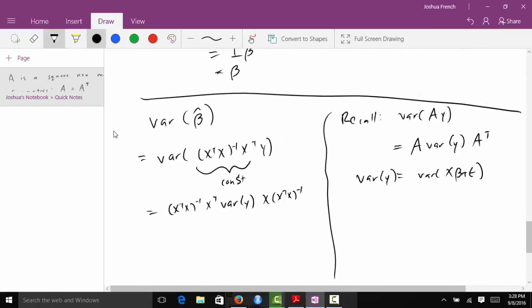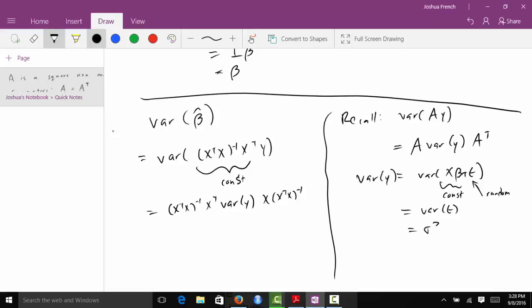So the variance of y is the variance of x beta plus epsilon. And these are constants. Okay, this is random. But if you look in our review notes, the variance of a constant plus a random vector is just the variance of the random vector. The constant doesn't increase the spread or the variability of our random variable, it just shifts it around. So this is just the variance of epsilon, which we have already said is sigma squared times the identity matrix. Okay, so that's going to be helpful to us.